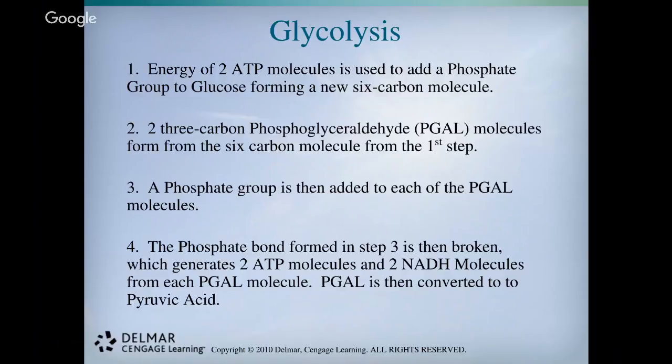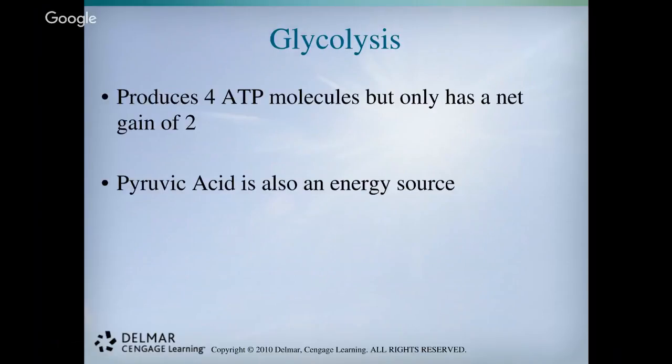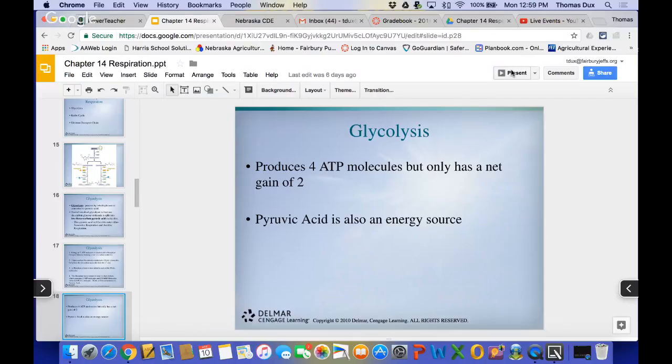So like I said, I want you to know that in glycolysis, glucose molecules made from photosynthesis are broken down into 2 pyruvic acids. And this is what we have for net gain. Glycolysis produces 4 ATP molecules, but only has a net gain of 2 because it needs 2 of them to actually power and run. And then pyruvic acid is ultimately the energy source that is needed. Okay, glycolysis, that's what it is.